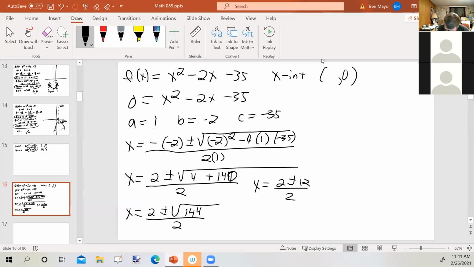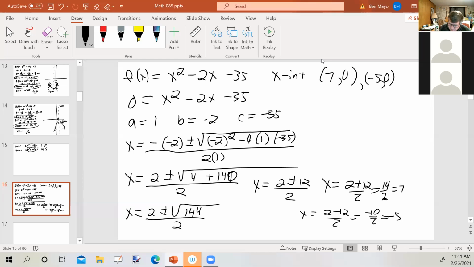So then we've got x equals 2 plus 12 over 2, which is 14 over 2, which is 7. And x equals 2 minus 12 over 2, which is -10 over 2, which is -5. So my two x-intercepts are 7, 0 and -5, 0. Any questions about that? No. All right.